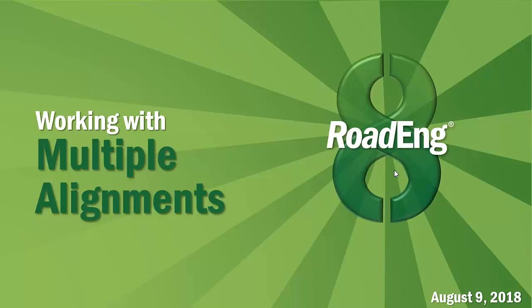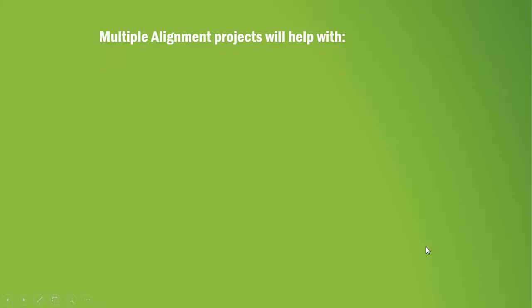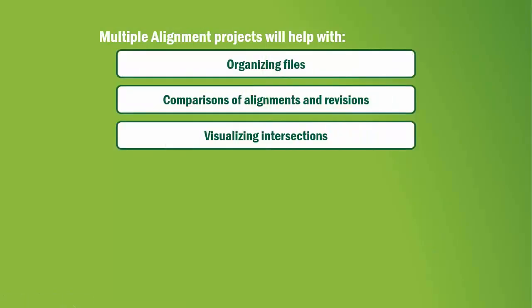We'll be looking at the location module today and how the version 8 software has added multiple alignments. Multiple horizontal alignments can help you with organizing files. It allows you to put more than one horizontal alignment into a file. We've already added a new file format, the DSNX format, that compresses things together, and this makes it even easier to organize. Basically, you have a smaller number of files.